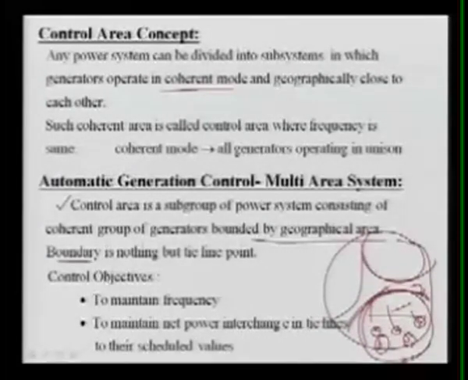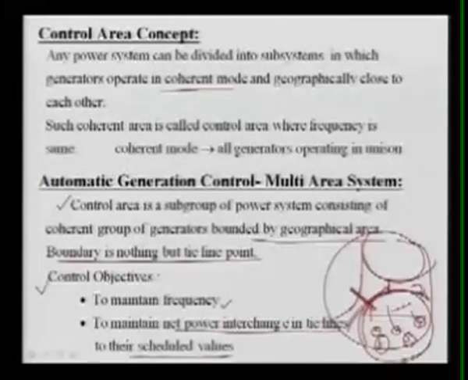The boundary is nothing but the tie line points. Means here they are connected by some tie lines, and then we can say this is the boundary. The control objectives here are to maintain the frequency of the various systems, and to maintain the net power interchange in the tie lines at their scheduled values. So we have to maintain the frequency of all the areas, and also maintain the net interchange power between the areas through the tie lines at their scheduled value. How much interchange is permissible is pre-specified.